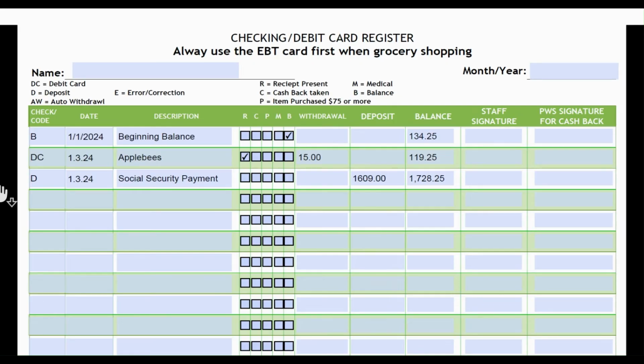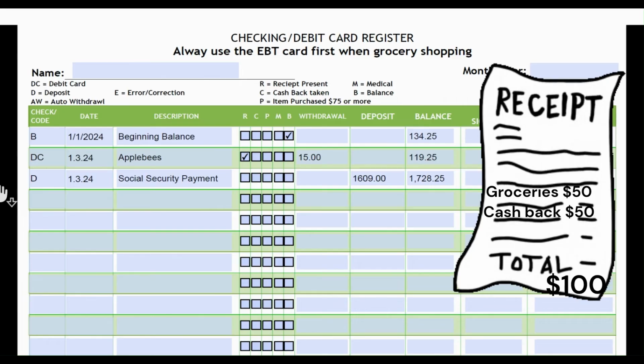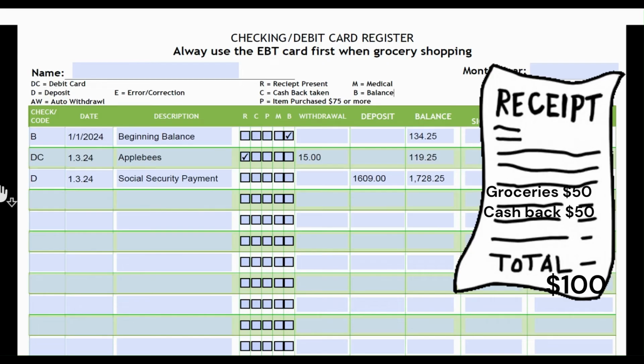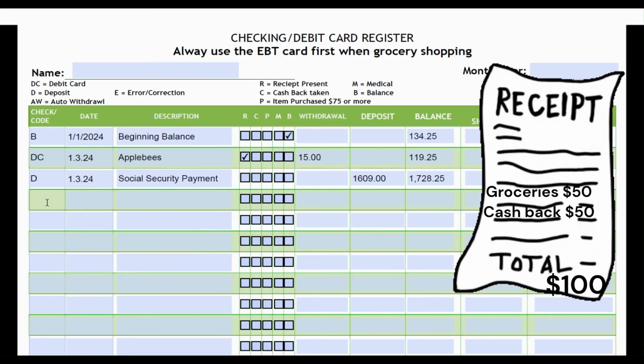This would be like, for an example, if you went to Fred Meyer and you bought some groceries and the person also requested cash back. So let's say that the groceries came to $50 and then the person you were supporting requested $50 cash back. The total receipt would be for $100. However, we're going to break it down into two different lines so that we can appropriately document how the money was spent.